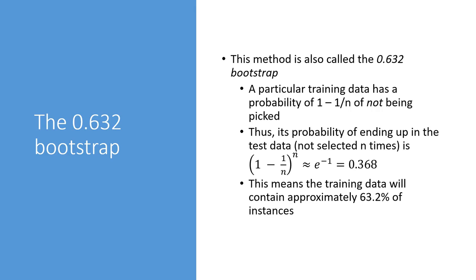So this is called the 0.632 bootstrap because any particular training data point has a probability of 1 minus 1 over N of not being picked, which means it has a probability of not being selected N times of 0.368. And so this ends up meaning that the training data will contain approximately 63.2% of your instances.